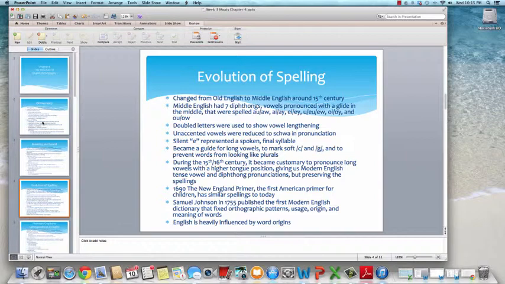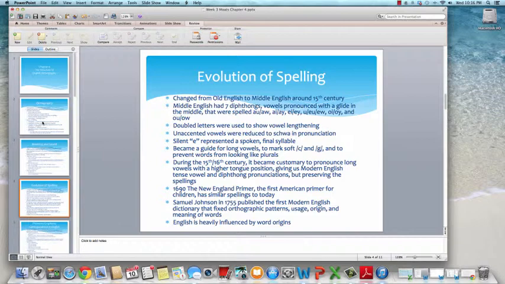Then it became a guide for long vowels, to mark soft C and soft G, and to prevent words from looking like plurals. So the soft C and soft G, it's just like page and chance. If we put that silent E on the end, for instance, look at page, take the silent E off of it, it looks like "pag." So those certain vowels were used to protect the consonants or to mark them to show that sound was changing. And then sometimes, of course, to keep the words from looking like plurals, like false and else would have looked like "els" and "falls."